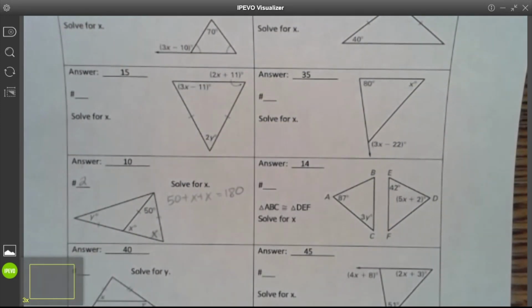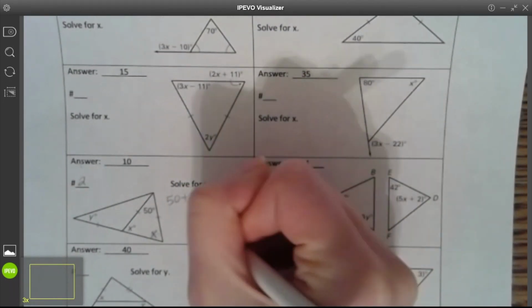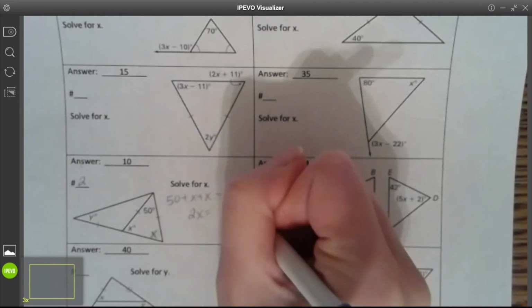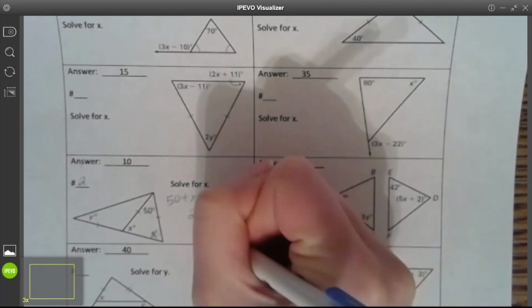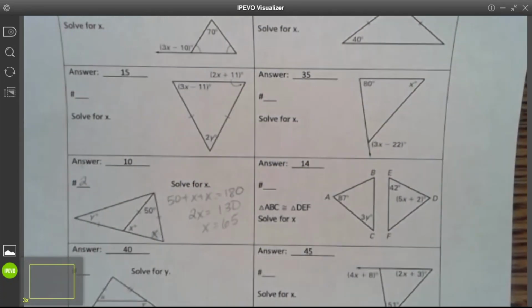And part of the joy with geometry is that there are multiple solution paths in order to solve your problem. This is not the only way to set it up, but it is a common way that is often used. So in working this, I'm able to say that 2x, if I subtract the 50, is equal to 130. So x is equal to 65. And then I go and I search for the part of where it says that my answer is 65.